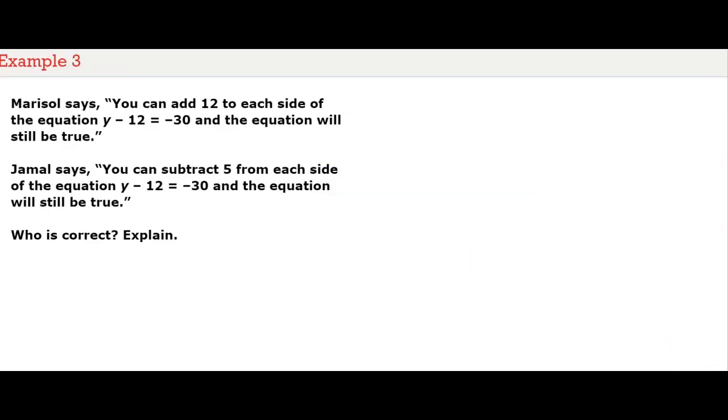Marisol says you can add 12 to each side of the equation y - 12 = -30, and the equation will still be true. Jamal says you can subtract 5 from each side of the equation y - 12 = -30, and the equation will still be true. Who is correct? Explain.